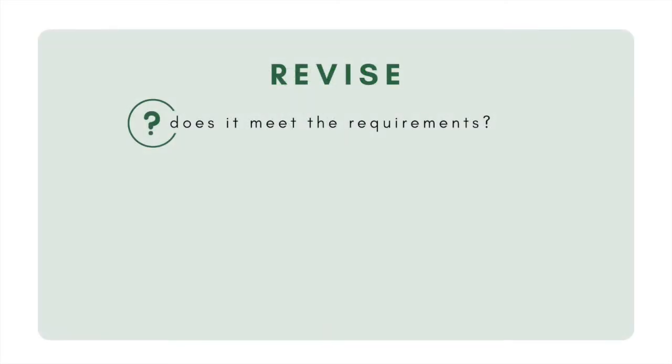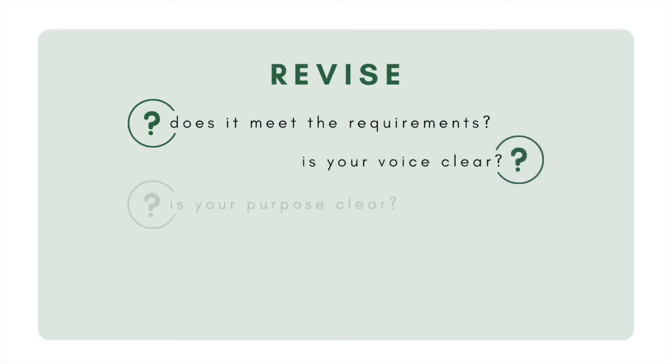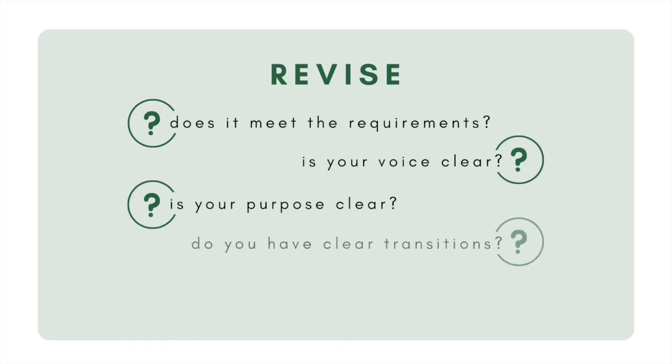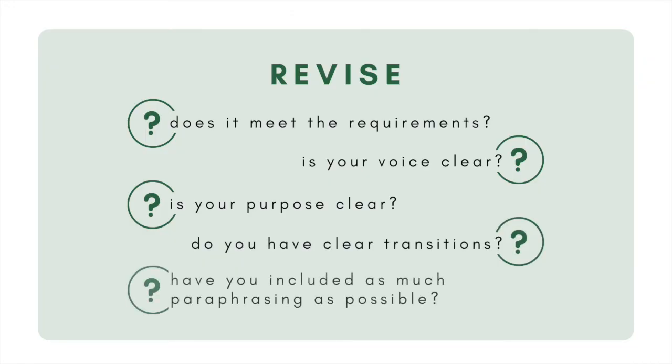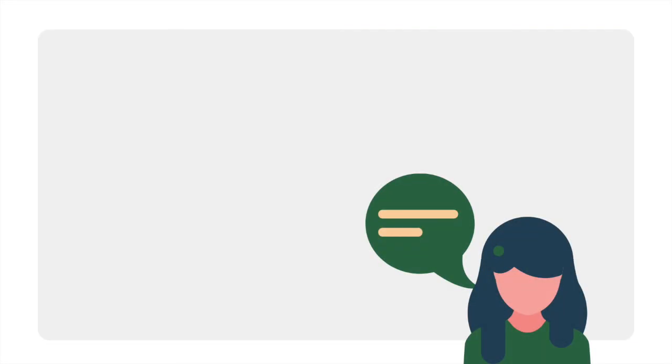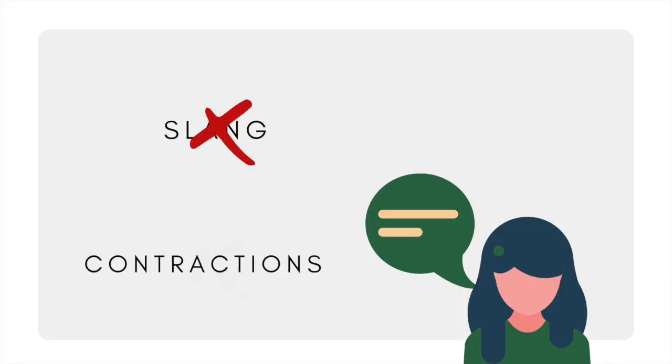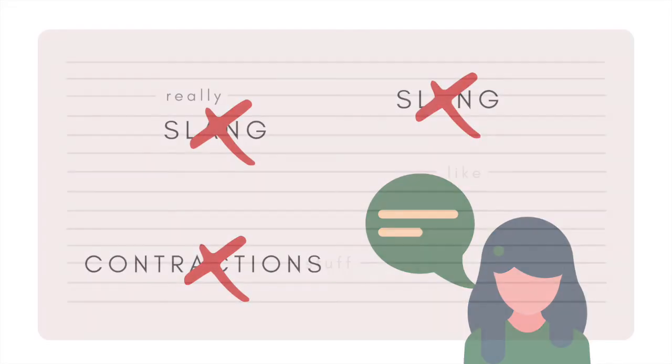Does it meet the requirements of the assignment? Is your voice clear? Is your purpose clear? Are there clear transitions and effective organization? Have you included as much paraphrasing as possible? You may have heard this before, but read your work out loud. Look for informal language like slang, contractions, and words like really, like, and stuff, as well as other colloquial language.